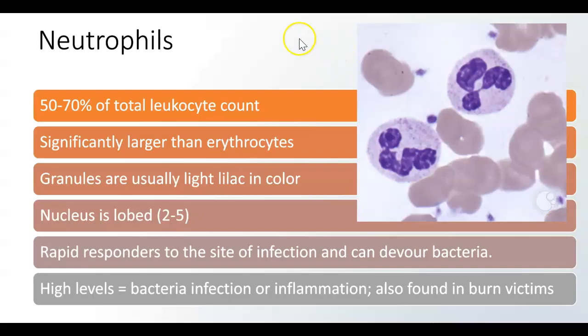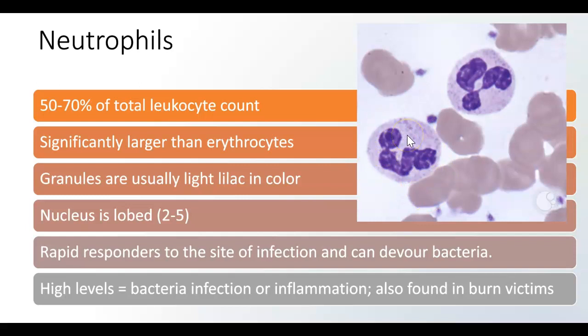So looking at each one of these, let's start with the neutrophil. You're going to be identifying these during lab, so you might want to draw the pictures just to help you. Neutrophils make up 50 to 70% of the total leukocyte count. So if we do a blood sample and we're just looking at all of the leukocytes, not the red blood cells, then neutrophils are going to make up the majority of the types of white blood cells. They're significantly larger than erythrocytes. You can see right here, here's an erythrocyte, and then here is a neutrophil.